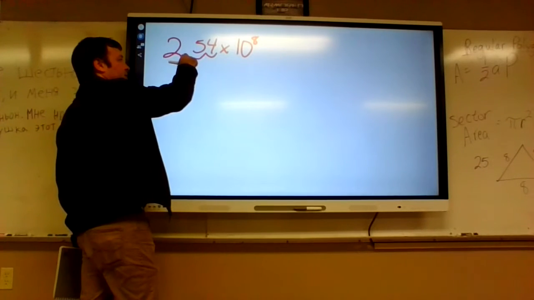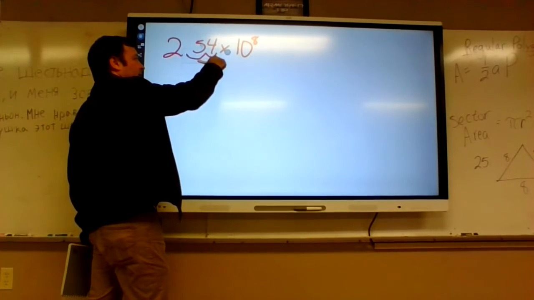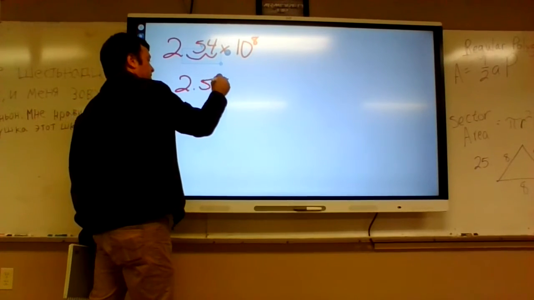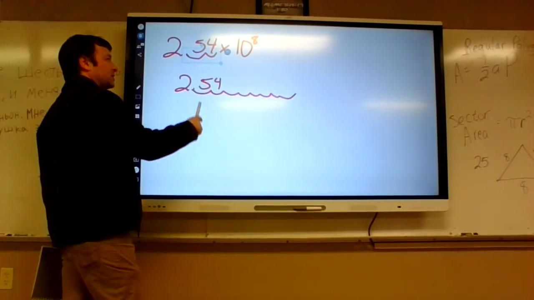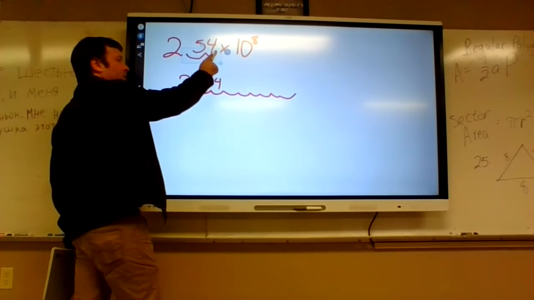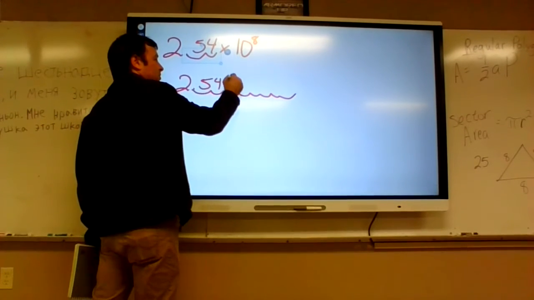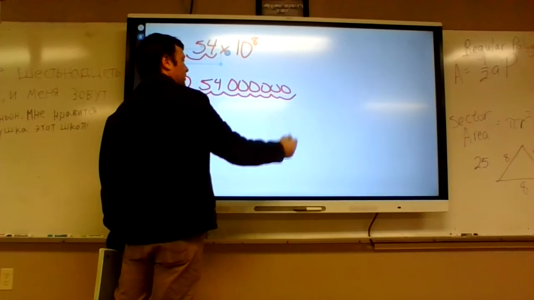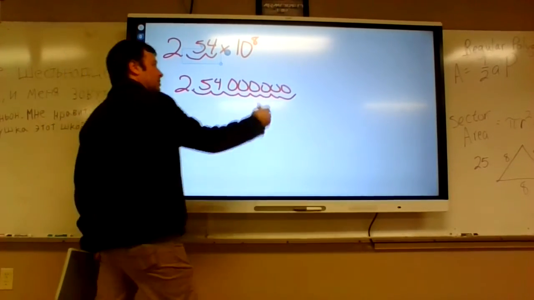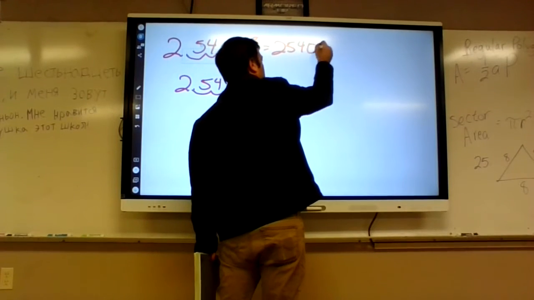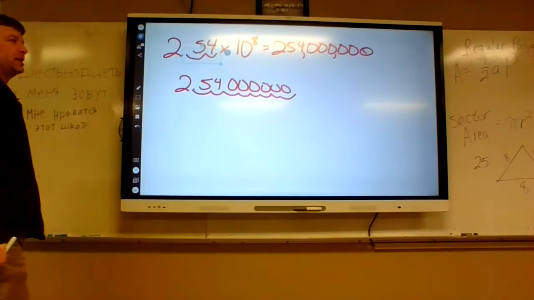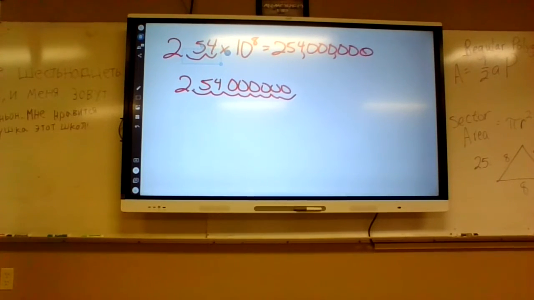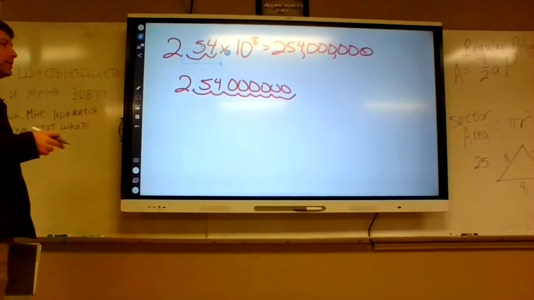My first 2 moves don't add zeros, they just move the decimal twice. But after that, it's going to start adding zeros. How many zeros are going to get added on? 6. Because 2 moves gets me past the 4, but that leaves me 6 more moves, so I'm going to have 6 zeros at the end. So it's 2, 5, 4, and then 1, 2, 3, 4, 5, 6 zeros. If I go back and put the commas in, I can see it's 254 million. So I just moved the decimal 8 places to the right.